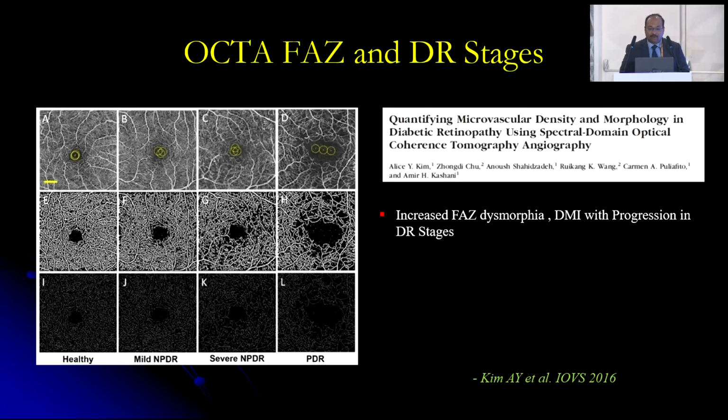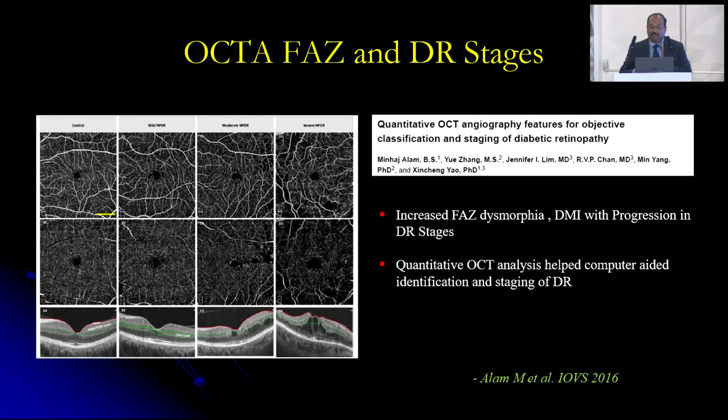Now, OCTA FAZ and the diabetic retinopathy changes. Kim et al. did a very elegant study and were one of the first to show us that increasing FAZ dysmorphia and diabetic macular ischemia definitely happen as you progress through the diabetic retinopathy stages. As you can see from healthy to PDR, the FAZ is continuously increasing. So not just is manifest retinopathy increasing, but there is also a push towards ischemia. And Alam went forward and quantitated these OCTA analyses and helped computer-aided identification and staging of DR.